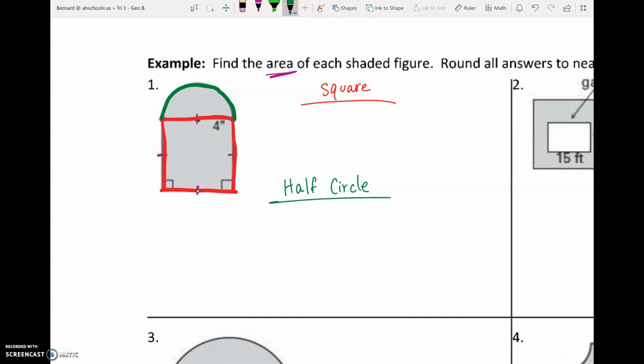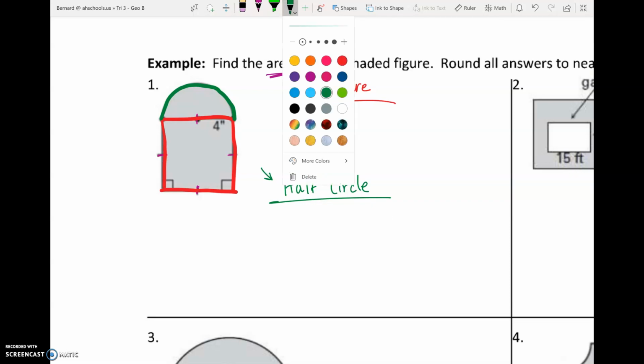Now, in this problem, those are the two things we need to find the area of. We're going to find the area of the square, we're going to find the area of the half circle, and we are going to add them together. Now one more time, I want to reiterate half circle, and we'll talk about dealing with that in a second. But let's start with the square.